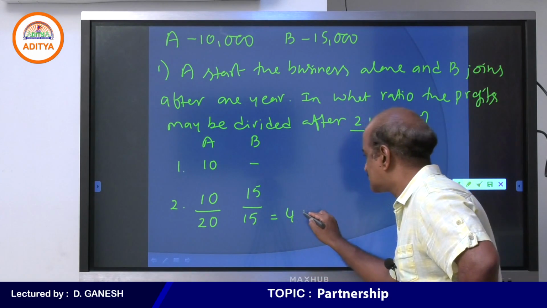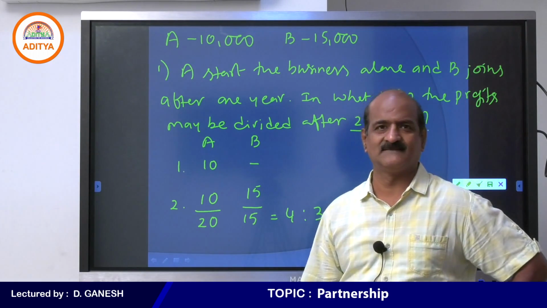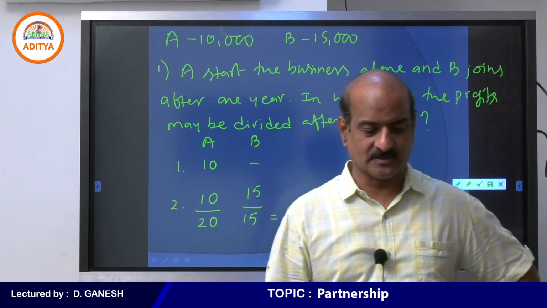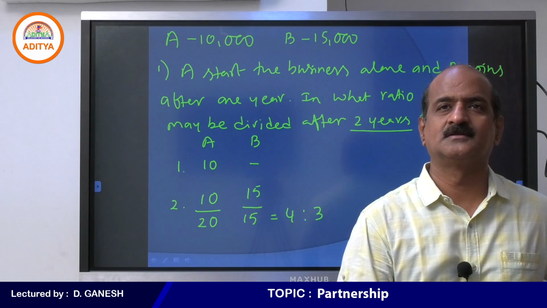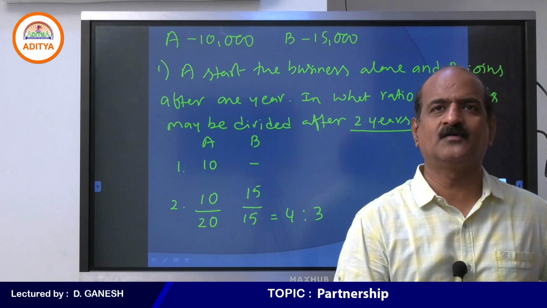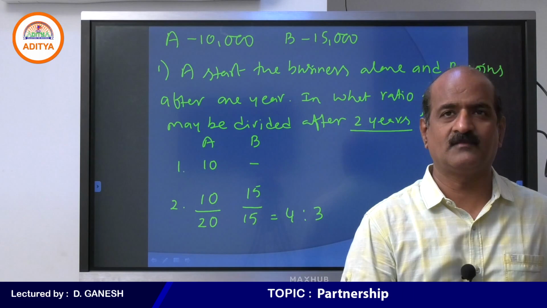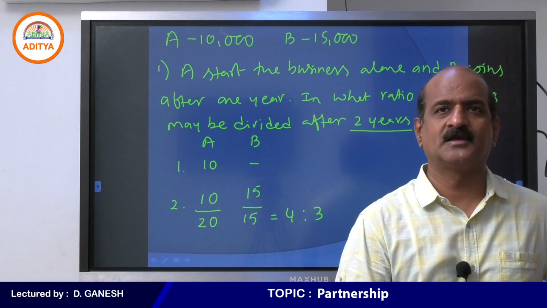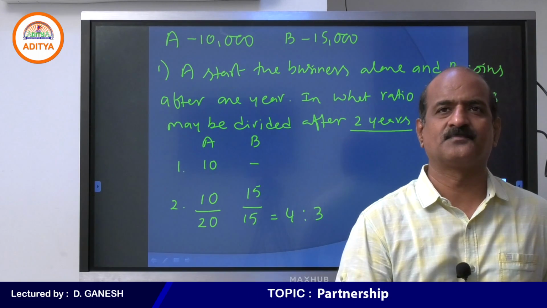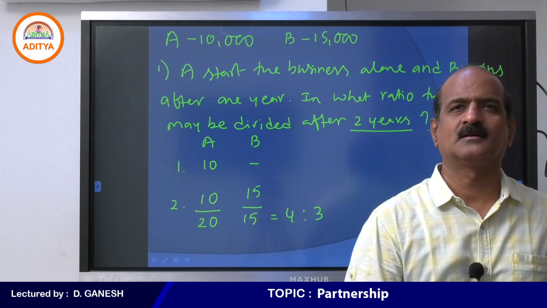We understood that the profits may be distributed in the ratio 4:3. First year A 10, and B nothing. Second year only B enters. Therefore, the investment of B is considered only for the second year. Wonderful. Therefore your answer is 4:3. I hope you understand, my dear students.